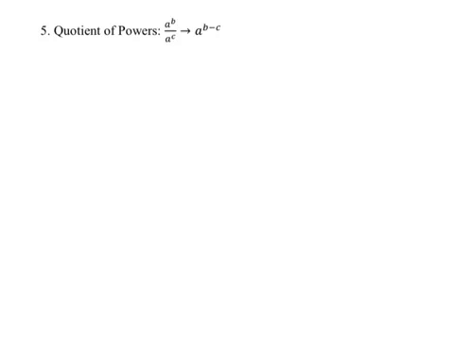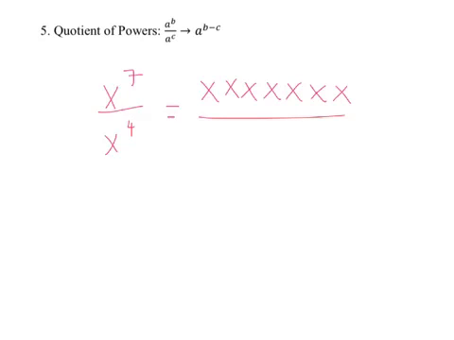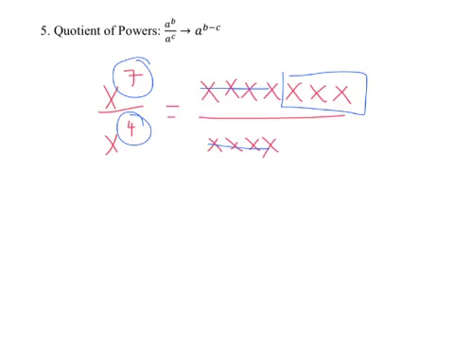If we have x to the 7th over x to the 4th, well, this is really x times x times x times x times x times x times x over x times x times x times x. And what we'll notice here is that these 4 x's cancel with these 4, leaving behind these 3 x's. Well, where does the 3 part come from? What's 7 minus 4? It's just 3. So when you apply the rule, just subtract the exponents. This is indeed x to the third.